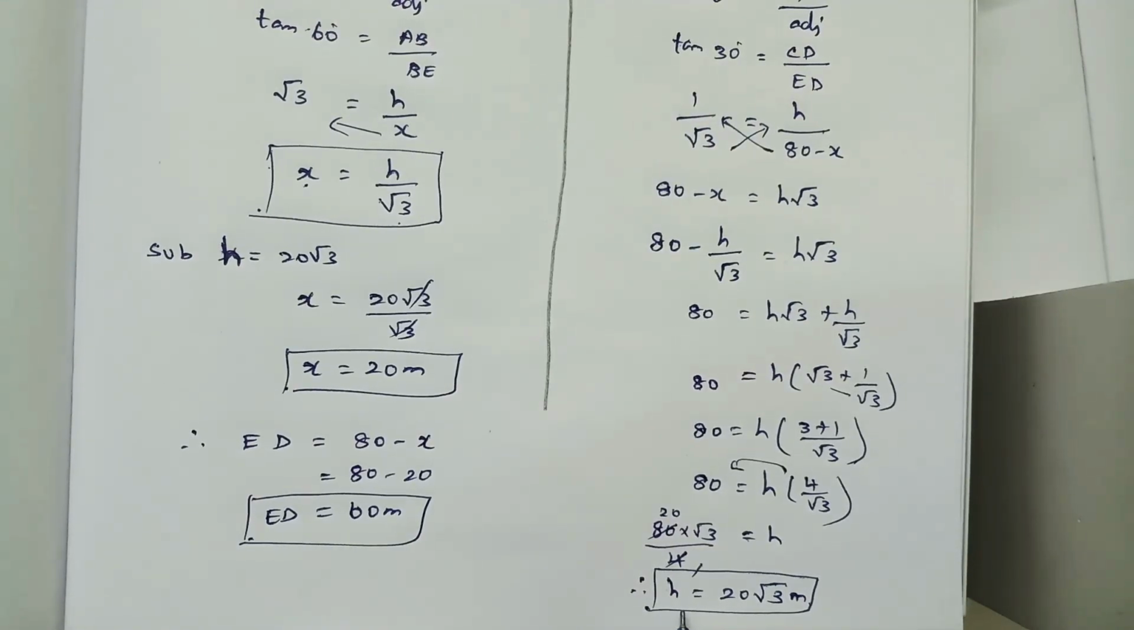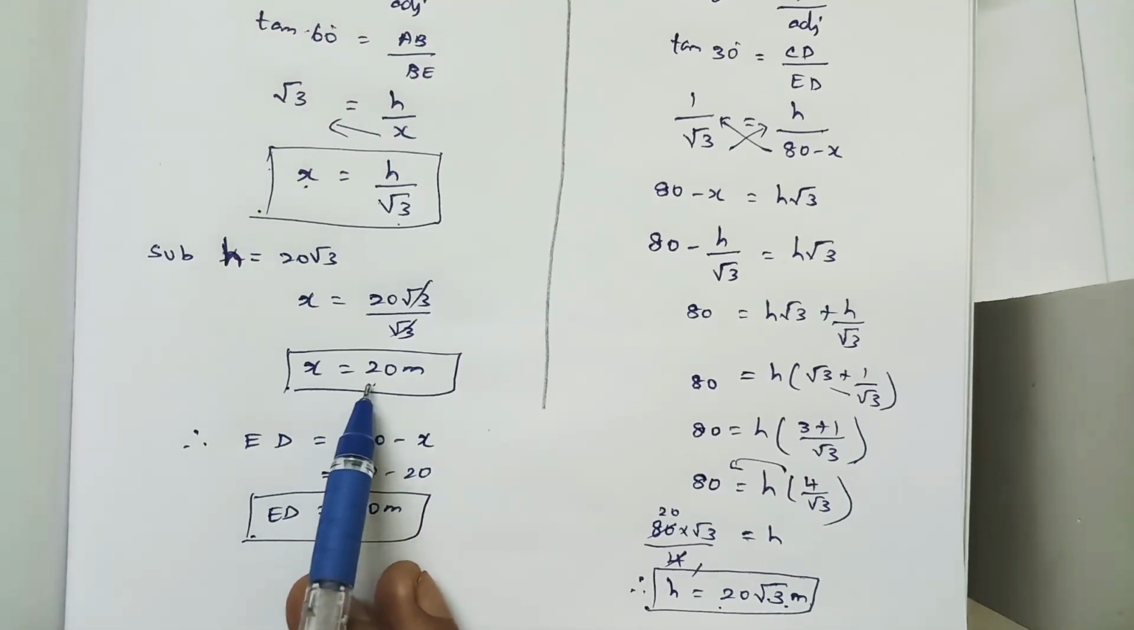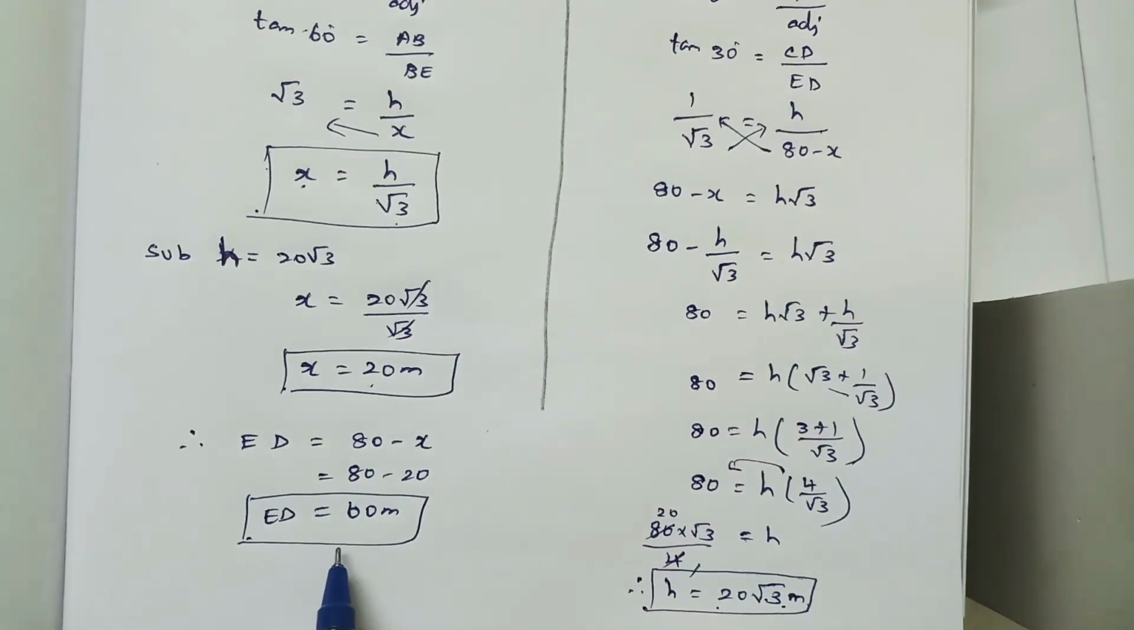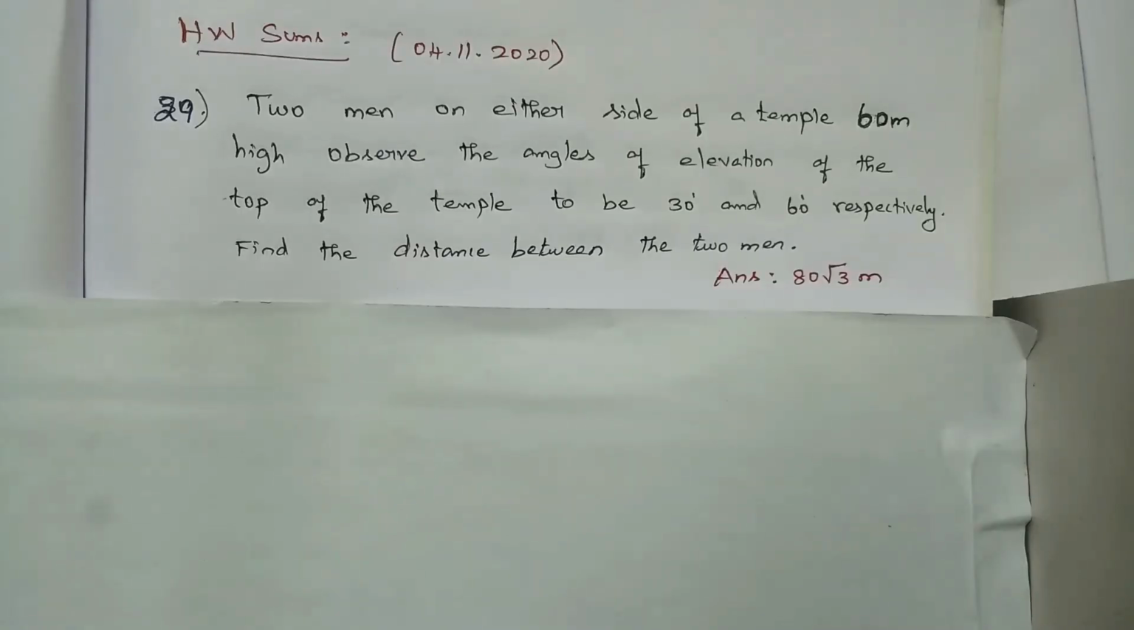Therefore, the height of the pole is nothing but 20 root 3 meter, right? And the distances from the point to the two poles are 20 meter and 60 meter respectively, right? That's all. Go to your homework sum.